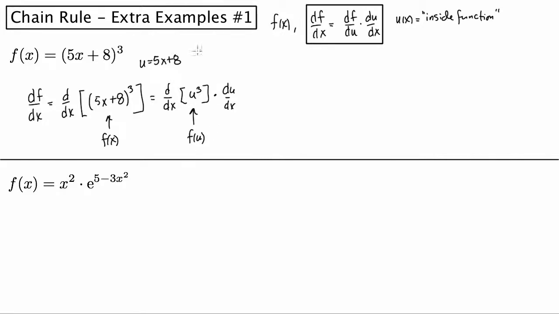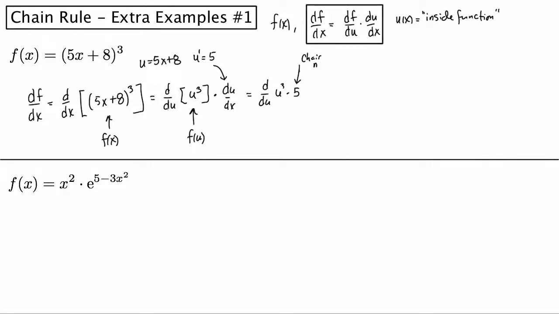If I'm going to do this out completely, I need to also figure out what u prime is here. If u is 5x plus 8, then u prime is 5. And so carrying this over, this should be the derivative with respect to u of u cubed, because this is a function of u, times the derivative of u with respect to x, but the derivative of u with respect to x is just 5. So this is the chain rule part.